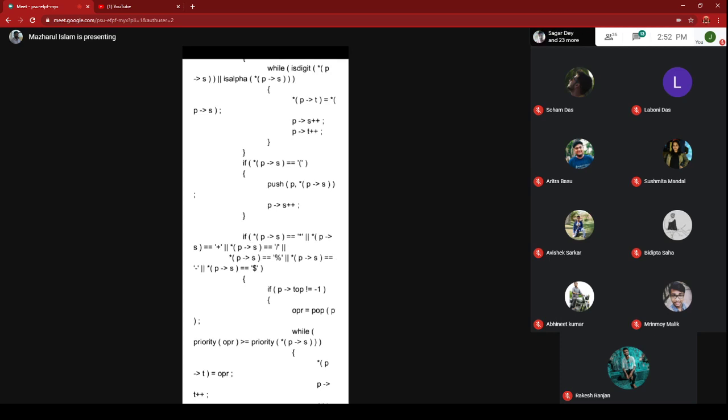As per algorithm, step number 7AB. So here is another block of if code. If current scan char star P arrow S equal to multiplication or plus or division or modulo operator or minus operator or dollar operator, exponential operator, then that means you are now at step 7. Step 7 is getting executed here in this if block. When you are reading an operator, then you are checking 7A in the while loop, is the stack empty?